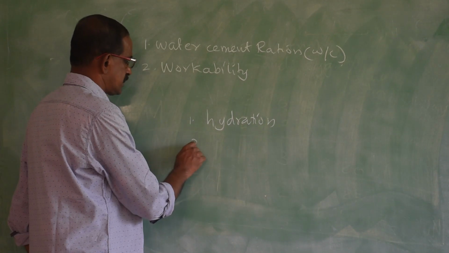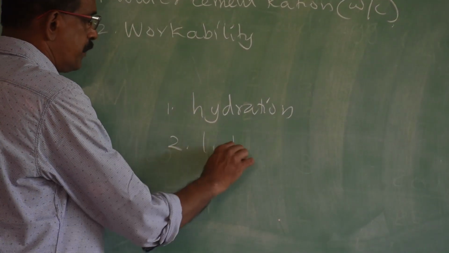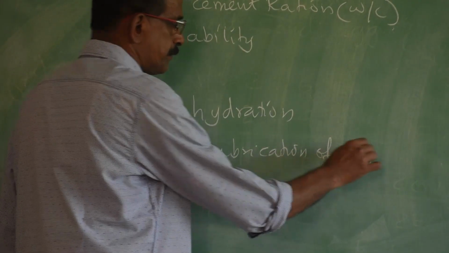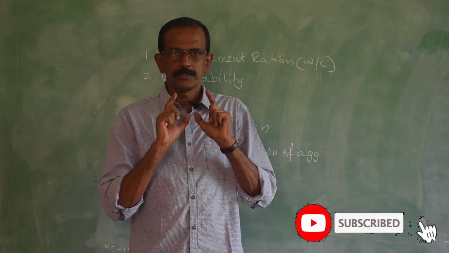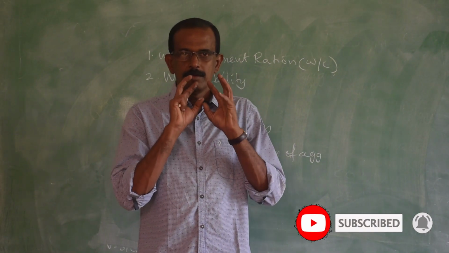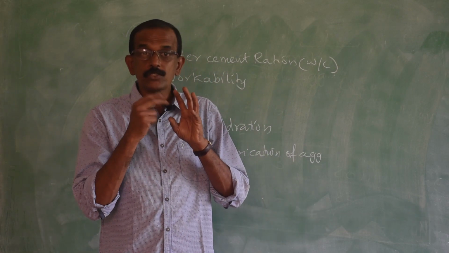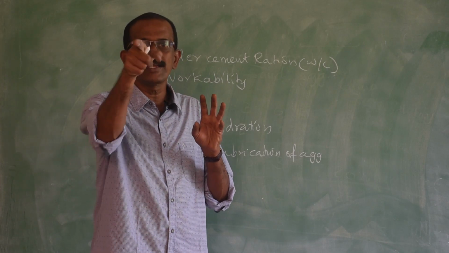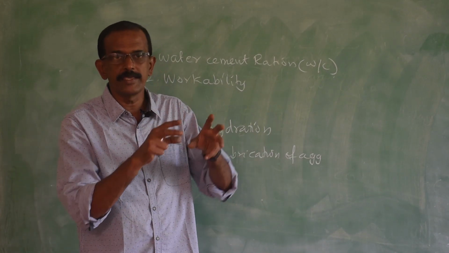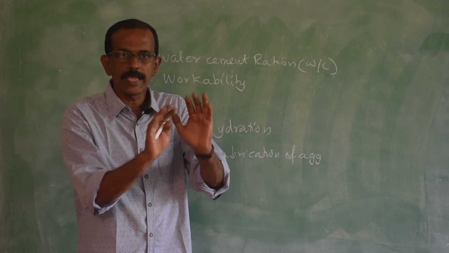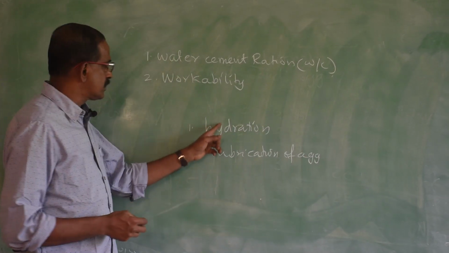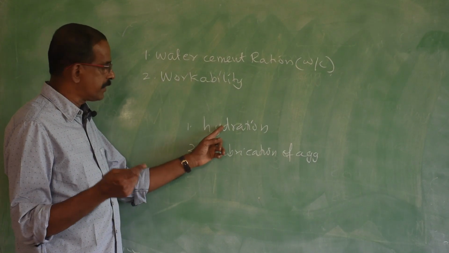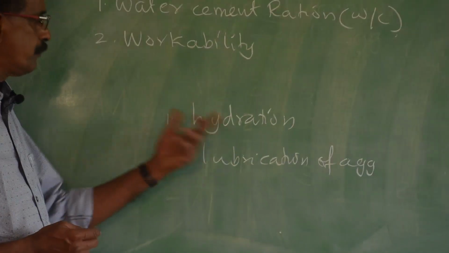The second function of water is lubrication of aggregate. When we discuss grading of aggregate, what is grading of aggregate? To make an economical concrete, there should be different sizes of coarse aggregate, different sizes of fine aggregate, and the voids are filled by cement and water. There comes the second function. Water will lubricate the aggregates, and the gaps will be filled by cement. So, these are the two functions of water in concrete or cement: hydration, that is the chemical reaction, and lubrication of aggregate.